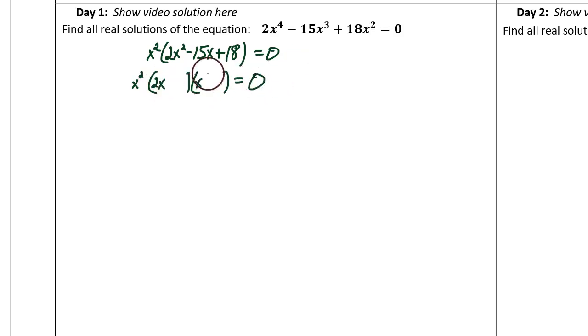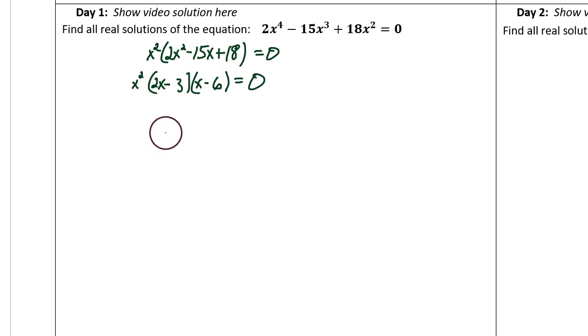2x times x is the 2x squared. Now we need 2 numbers that multiply to positive 18. I notice that the middle term is negative, so both of the numbers must be negative. There's some choices to make 18, like 6 and 3, 9 and 2. We need the middle to turn out to be negative 15. If we put a 3 here and a 6 here, then the outer product is negative 12x, and the inner product is negative 3x, and those combine to negative 15x.